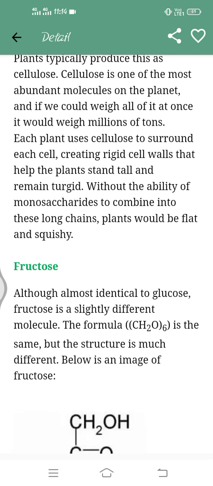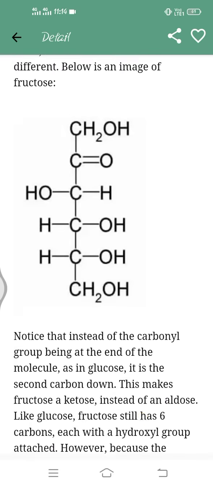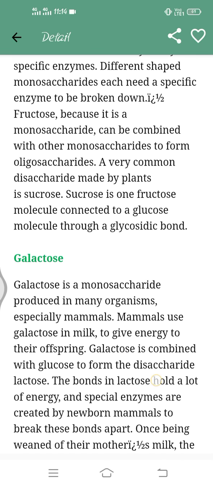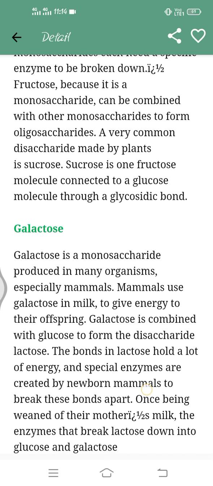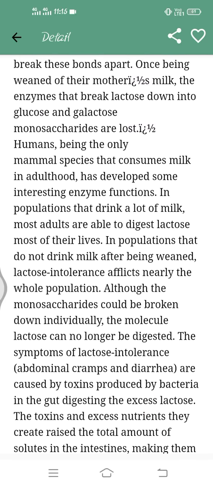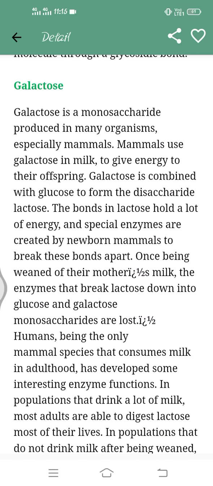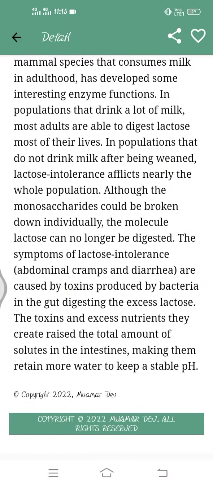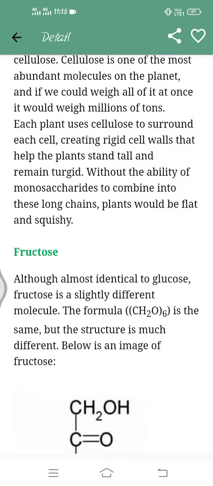So here is an article all about fructose and its structure, and then galactose. This article is completed with the galactose study. So you can read all kinds of these articles on this application.